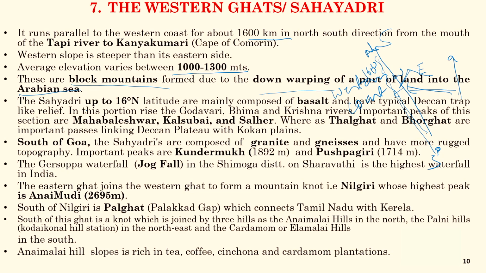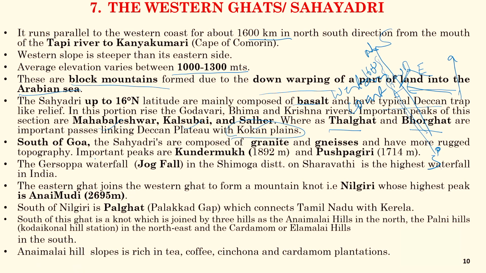The Sahyadri up to 16° north latitude is mainly composed of basalt and has typical Deccan trap-like relief. In this portion, rivers like Godavari, Bhima, Krishna are prominent. Important peaks of these sections are Mahabaleshwar, Kalsubai, Salher, where Thal Ghat and Bhor Ghat are the important passes linking the Deccan Plateau with the Konkan plain.